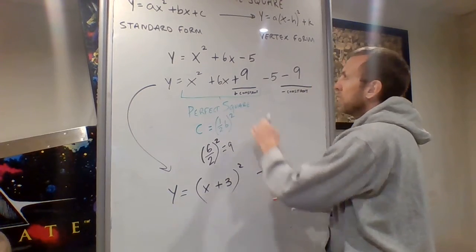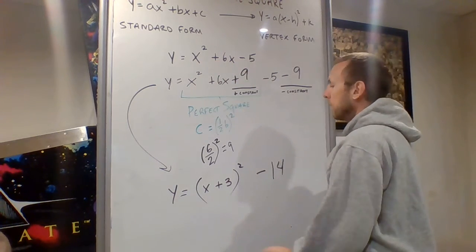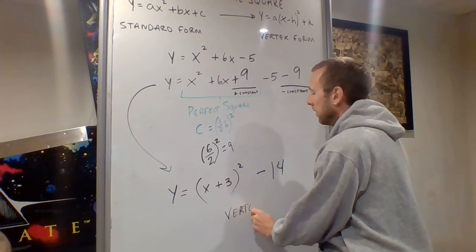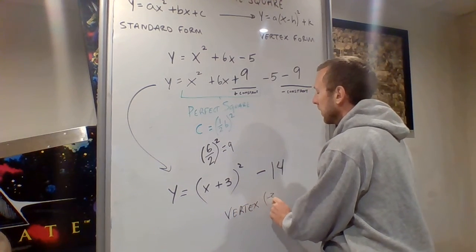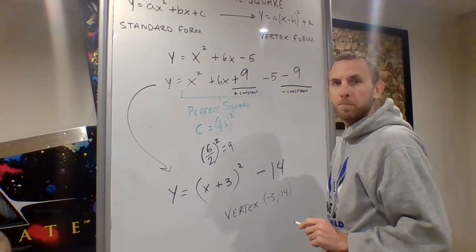So what we've done is we've converted the original standard form parabola into a vertex form parabola. And now we know that the vertex here is going to be negative 3 comma negative 14. Okay.